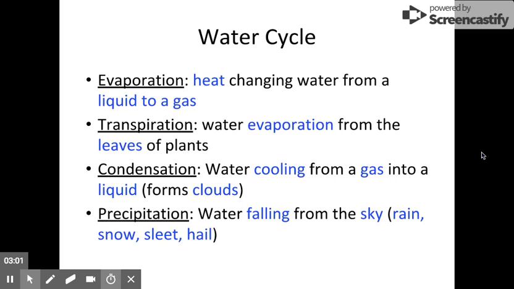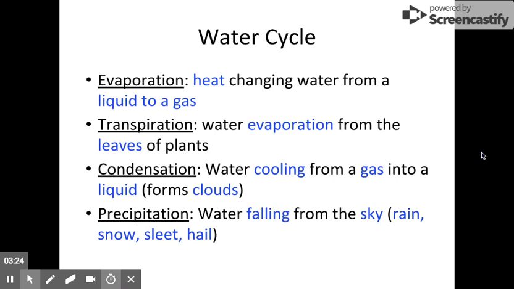Transpiration is like evaporation, but it's from the leaves of plants. Basically, plants are losing water through their leaves to evaporation. A student once described this as plant sweating, which I think is a really good way to think about it. Next, condensation is the process by which water cools and transforms from a gas into a liquid.